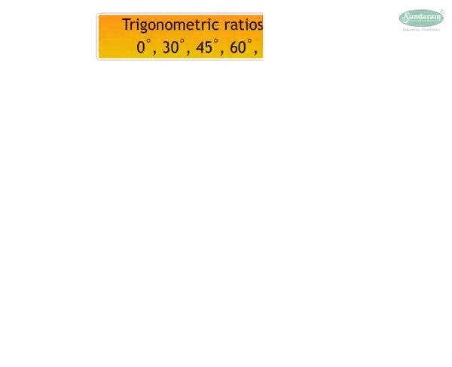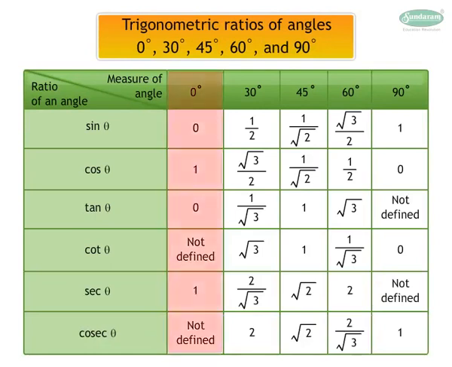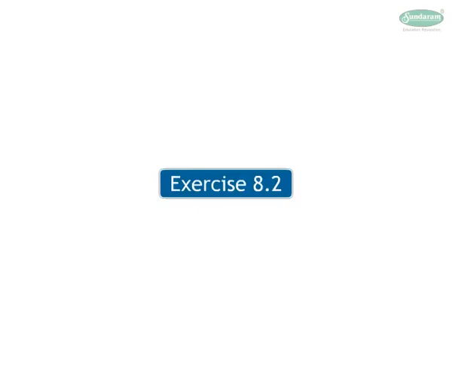And now for the table of values of trigonometric ratios of angles 0 degree, 30 degree, 45 degree, 60 degree and 90 degree. See the table alongside. Remember these values. Let us now solve exercise 8.2 after having learnt all the trigonometric ratios of various angles.